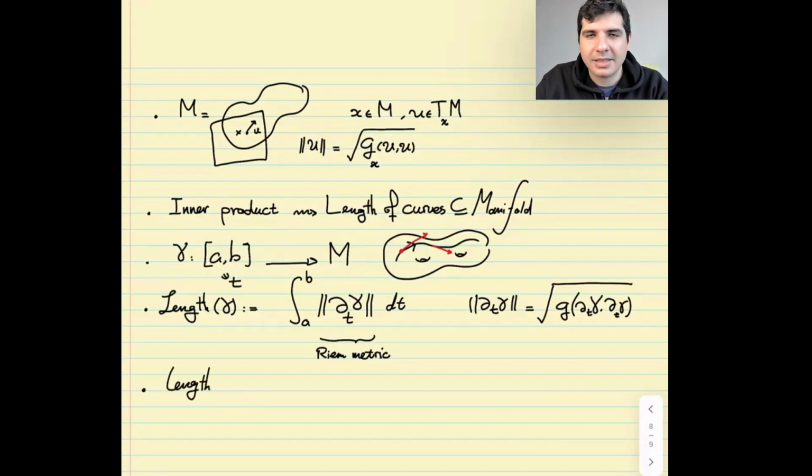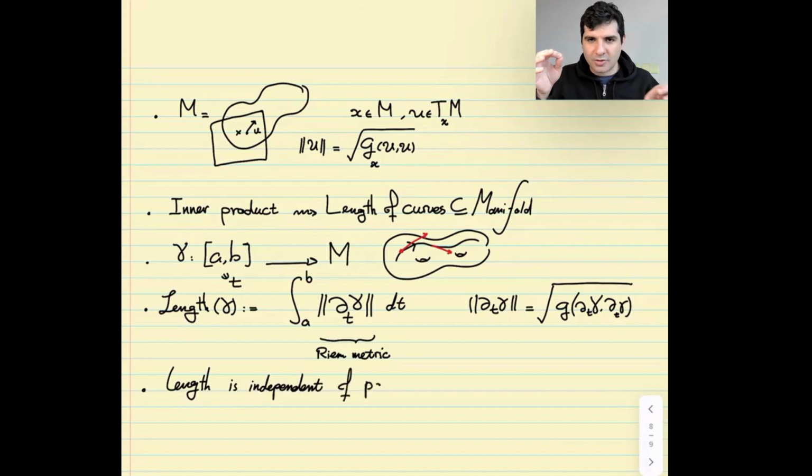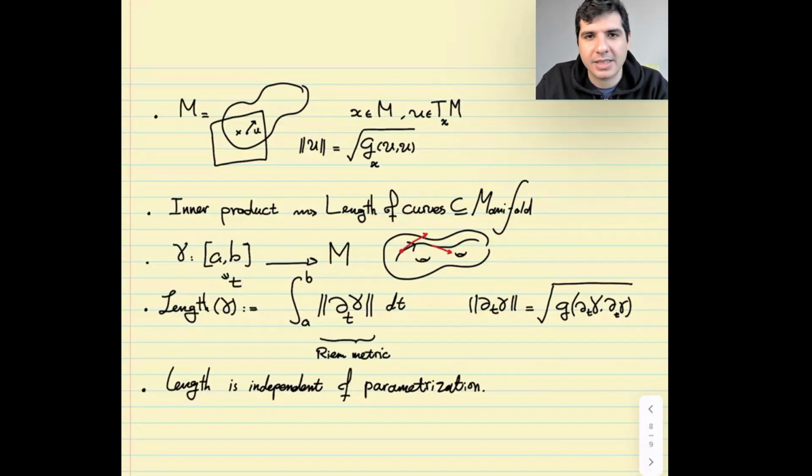And the essential thing is that this is a geometric concept. This is well defined, which means it's independent of the parametrization. If you think about a geometric curve on the manifold, there might be two different maps which would project to that. There might be two different parameterizations of the same curve.